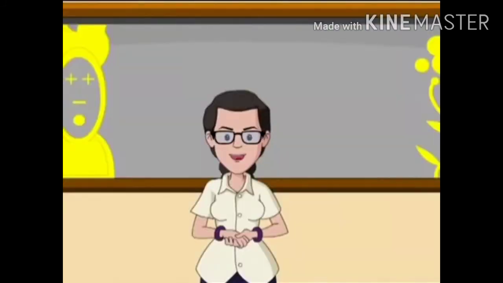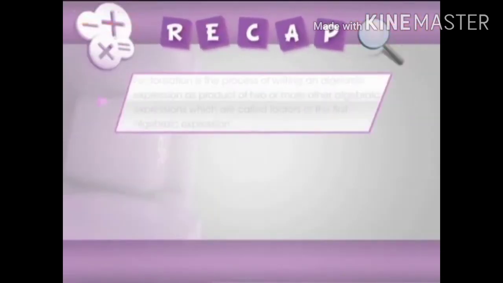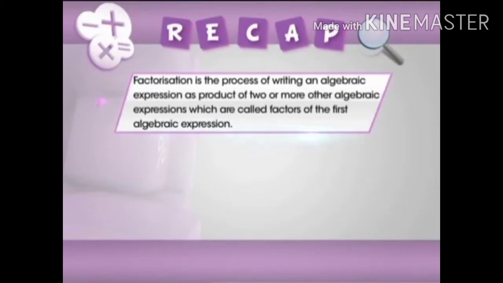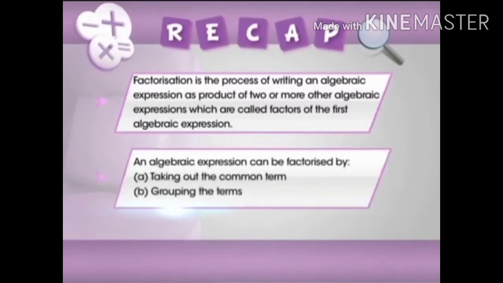Now it's time that I press the action replay button so that you all can quickly revise all that we have learned today about factorization. So friends, sit tight and pay attention. Factorization is the process of writing an algebraic expression as product of two or more other algebraic expressions which are called factors of the first algebraic expression. An algebraic expression can be factorized by taking out the common term, grouping the terms.